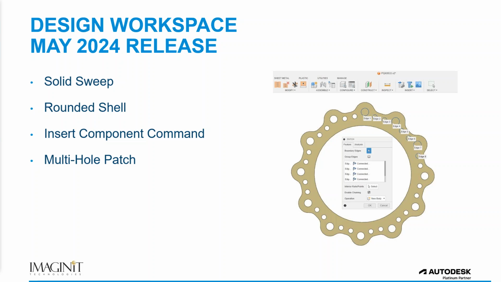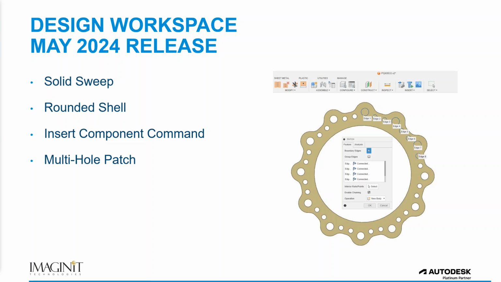This allows us to partially shell complex objects, or to get a more, not necessarily organic, but at least a curvier surface inside when we do shell operations. There is now a dedicated insert component command. Previously, you had to open up your data panel if you wanted to bring in an XREF and either right-click on the item in the data panel and say insert into current design, or click and drag. Now there's an insert component command that lives in the insert menu on the ribbon.